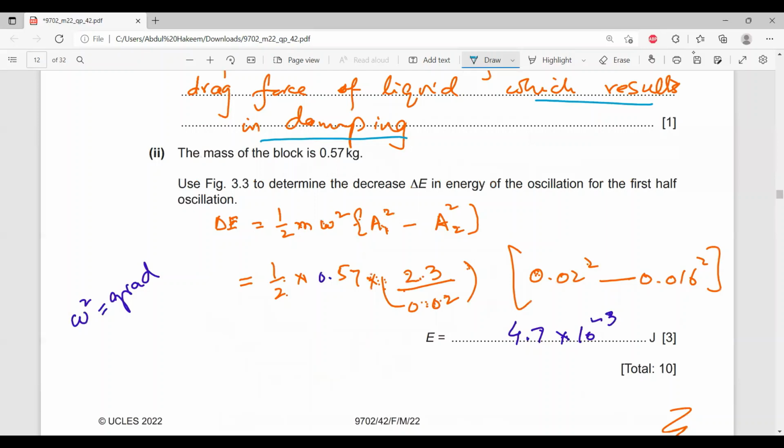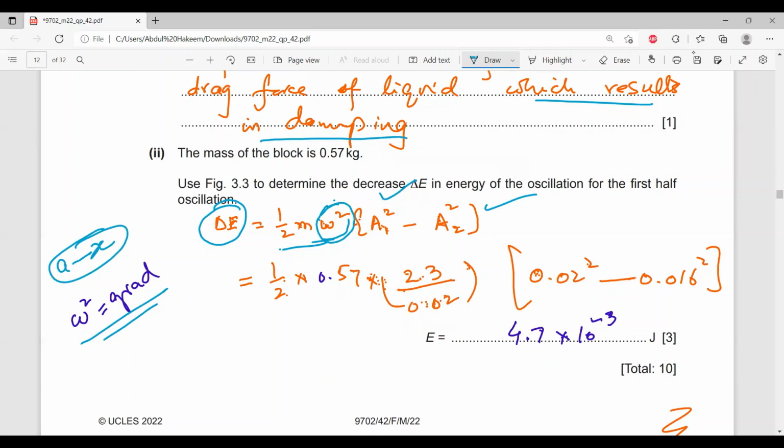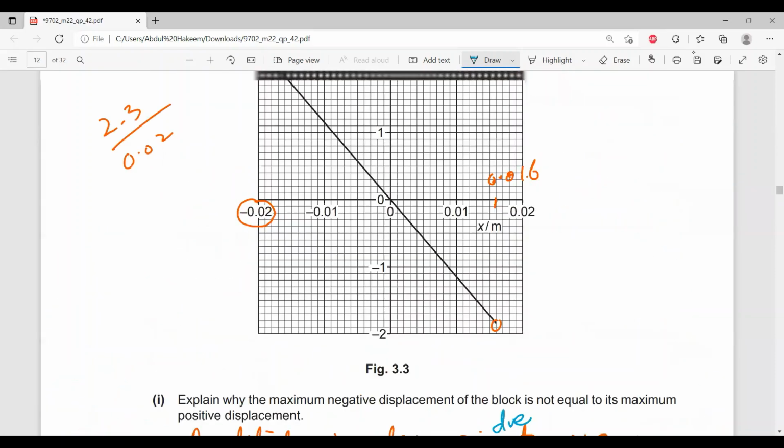Next, the mass of the block is 0.57. Determine the decrease in the internal energy of the oscillation for the first half oscillation. So the change in energy is equal to 1/2 m omega squared times the first amplitude squared minus the second amplitude squared. But do remember this omega squared is the gradient of the acceleration against displacement graph, because a is equal to minus x omega squared. So omega squared is equal to a over x. So first we calculate the gradient of this graph.